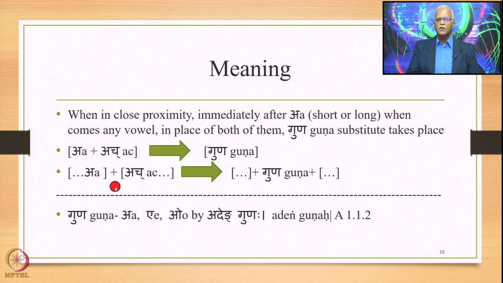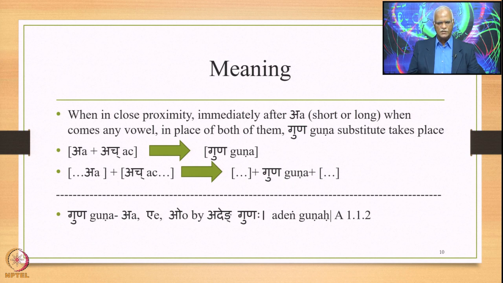Now to put it in the context, if we have, let's say, a coming at the end of a pada, and ach coming at the beginning of the subsequent pada, then in place of both of them, 6187 will substitute guṇa. The other left hand side environments and the right hand side environments, which are not actually environments, remain unchanged. Only a and ach are substituted by guṇa, and that is the guṇa-sandhi.